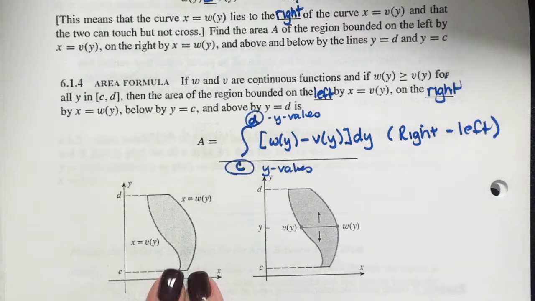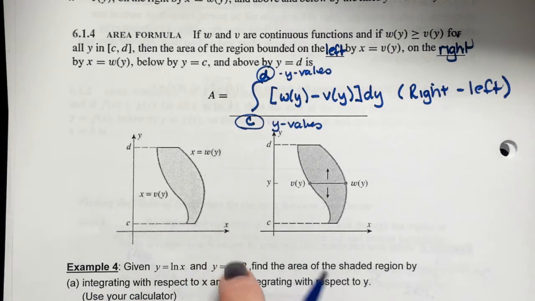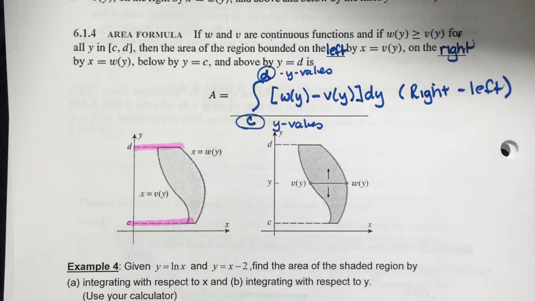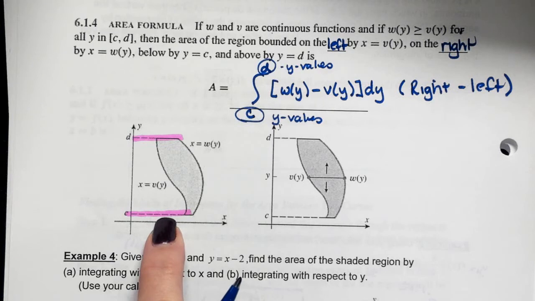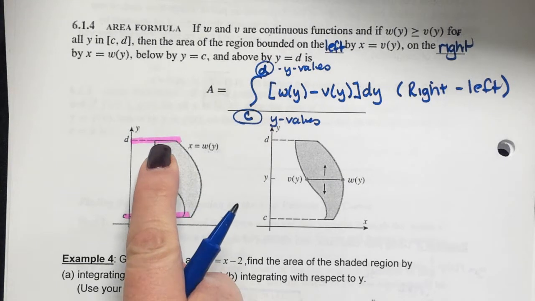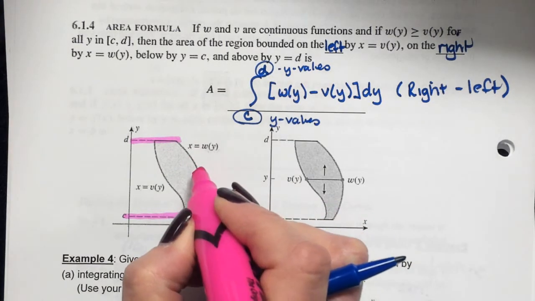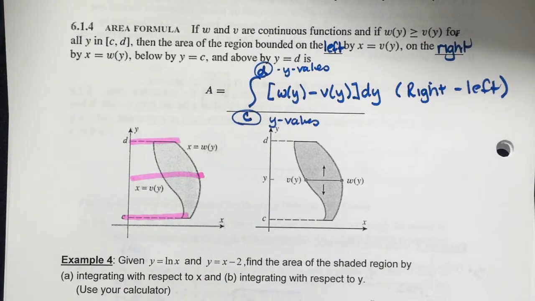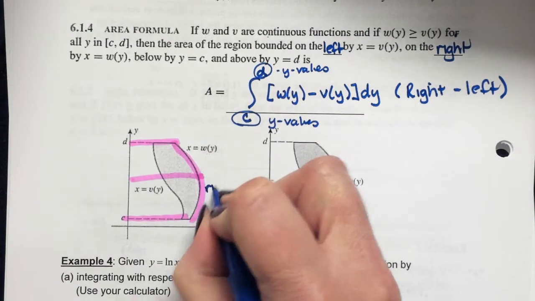So here's an example of what a graph could look like where it would be very difficult to do a top minus bottom. Notice the lower bound is c and the upper bound is d. Those are going to be the bounds for your integral. The y value on the bottom is your lower bound, and the y value on the top is the upper bound of the integral. Take your pencil, put it on the curve that's furthest to the right, and draw it perpendicular to the y-axis. That will help you identify which curve is furthest to the right.